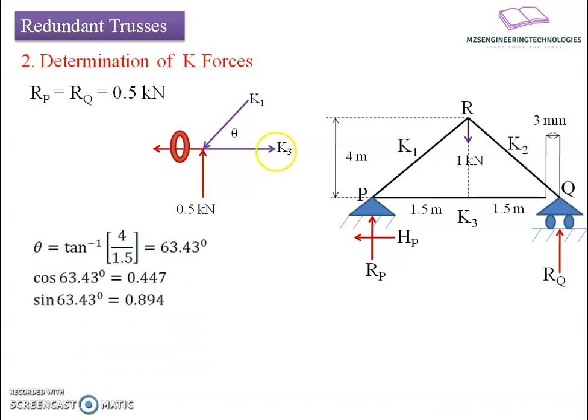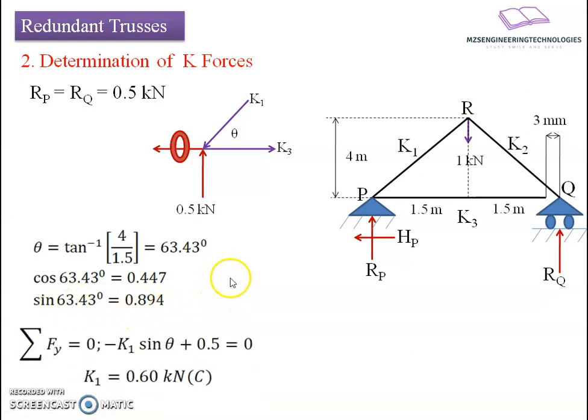Now we'll talk about the positioning of the inclined member with reference to the horizontal axis. From the geometry we can say theta equals tan inverse 4 by 1.5, the vertical by the horizontal intercept, resulting in a value of 63.43 degrees. In the analysis we require the sine and cosine components, so I will immediately compute them. It comes to 0.447 in terms of cos and 0.894 in terms of sine.